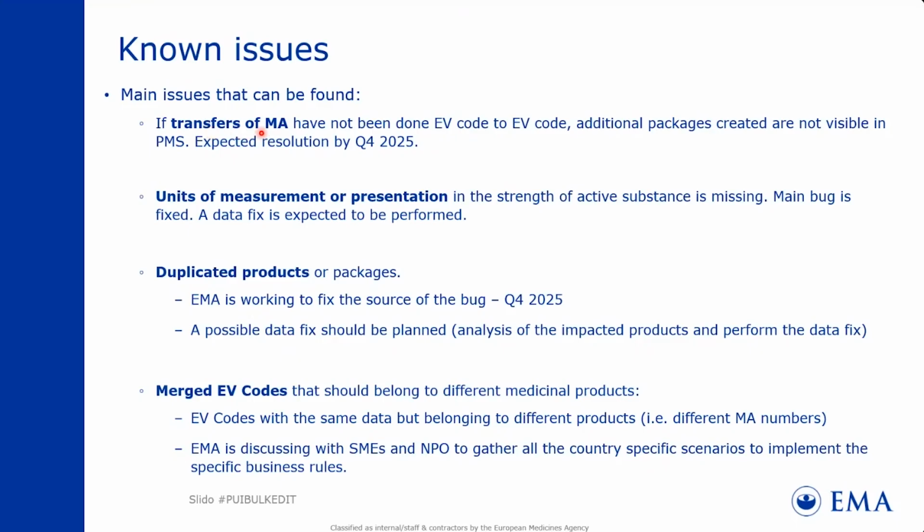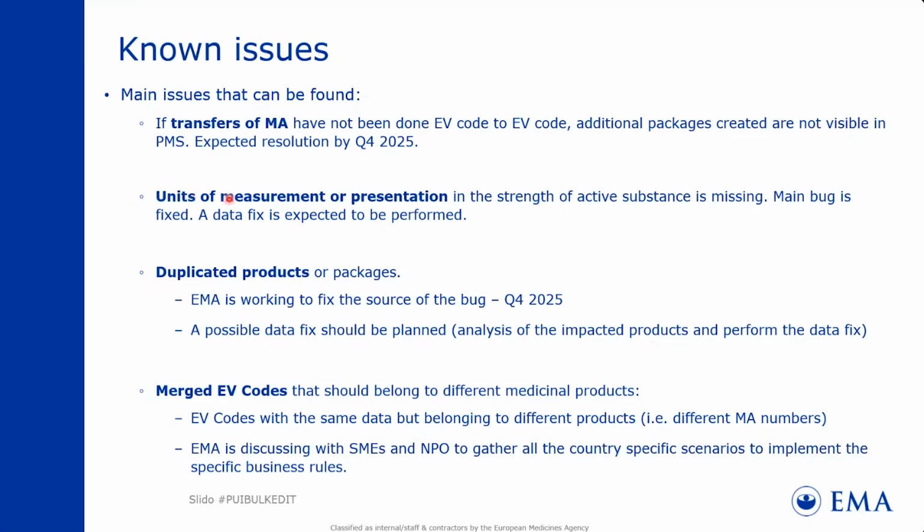So if the transfer of marketing authorization has not been done EV code to EV code, that means that you had one EV code in XMPD for one package and you have done the transfer for this one, then you have created an additional EV code. So you had one EV code for multiple packages in XMPD, and the new MA holder has created multiple EV codes for the multiple pack sizes, then you will only see one package. We are planning to resolve this issue by this quarter. But yeah, it's an issue on the transferred products, and your products might be affected.